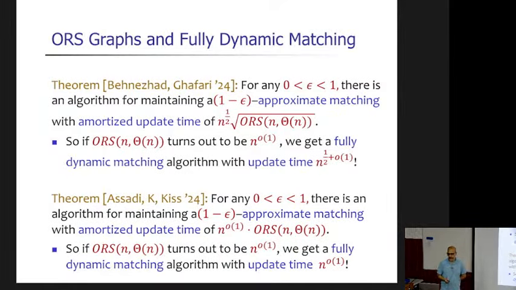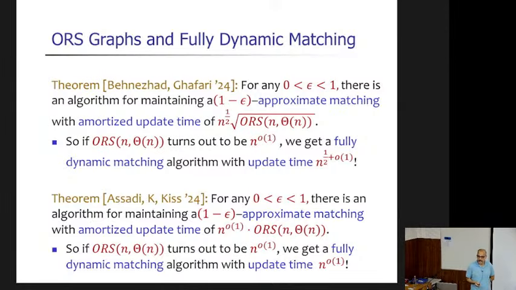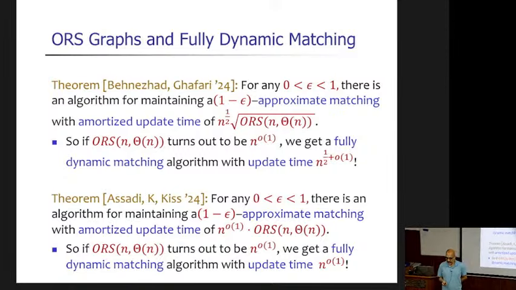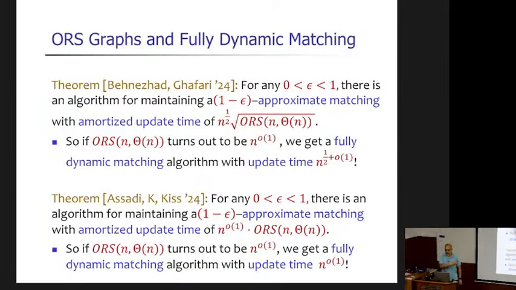Sanjeev: Before you move on, just to make sure I understand, ORS being n to the small o of 1 is saying that all RS graphs are sparse, like there are no dense ones? Yes, ORS graphs are sparse, right. Sparse meaning n to the 1 plus small o of 1. Yes, it's the number of matchings you pack, yes.